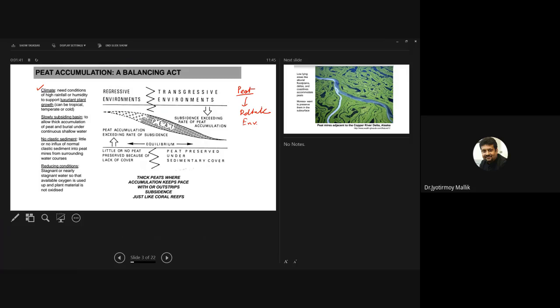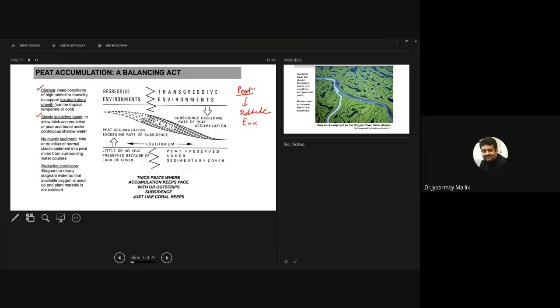The second thing, you need a slowly subsiding basin. What slowly subsiding basins do is create a lot of accommodation space, and those accommodation spaces are filled by these precursors of the peat, and then they get slowly covered by shale, and eventually that forms peat. So you will require a slowly subsiding basin.